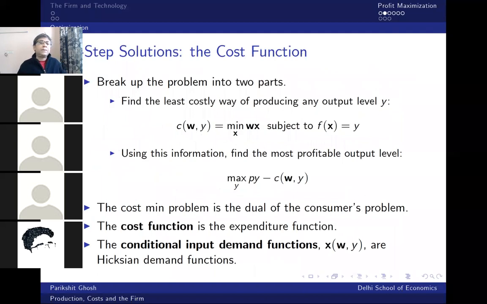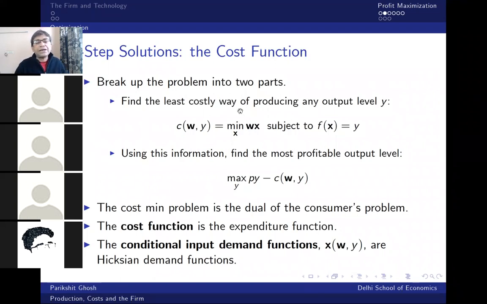Now, there's another approach to try and solve this problem, which is a two-step approach. Okay, and there are some advantages of doing it. So let's discuss this two-step solution to the profit maximization problem of the firm.